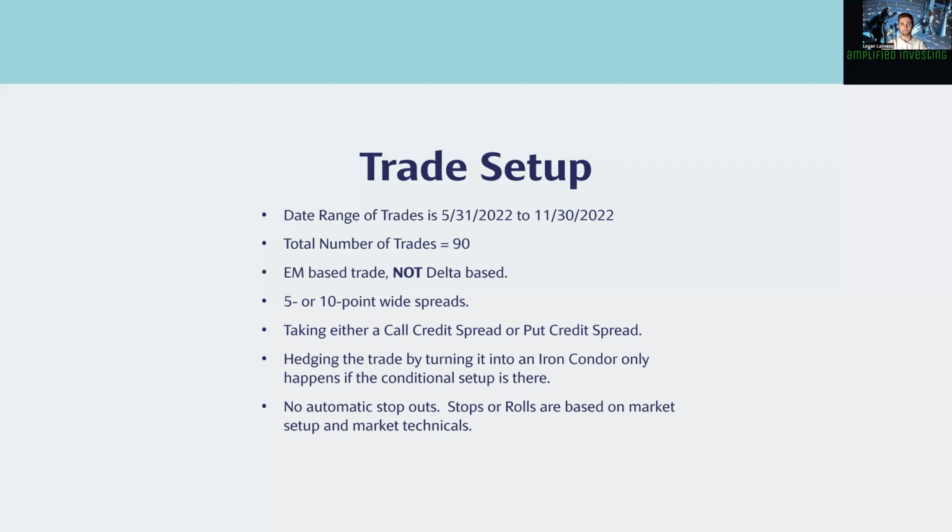The other big thing is we do not take automatic stop losses, right? We're not just going to put on a 3x stop and say, okay, we got in at 50 credit. If we hit $1.50, we're out. Stops and rolls are based on the market setup and market technicals, right? If you have a trade that goes against you momentarily, but you're looking at a support or resistance zone between you and your strikes, right?